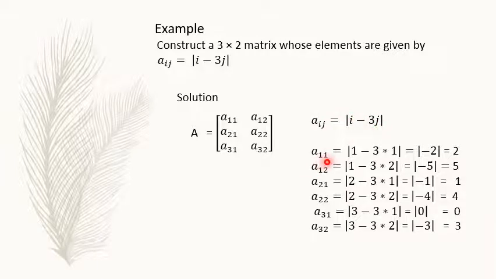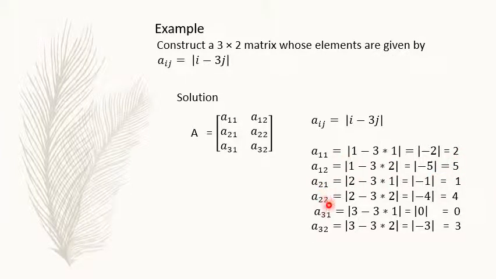So what is A11? Here i equal to 1, j equal to 1. So we will substitute i as 1, j as 1. On calculating, we will get A11 as 2. Modulus of minus 2 means 2. A12 equal to, here i is 1, j is 2. So when we apply this, we will get A12 as 5.